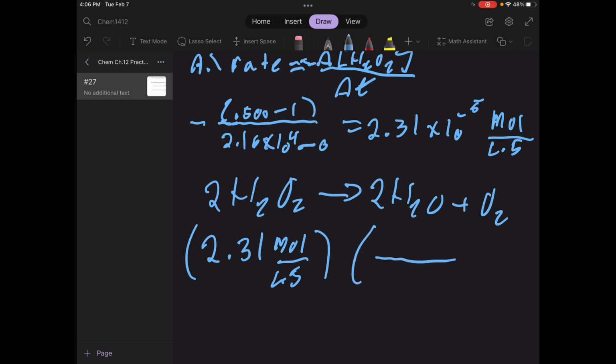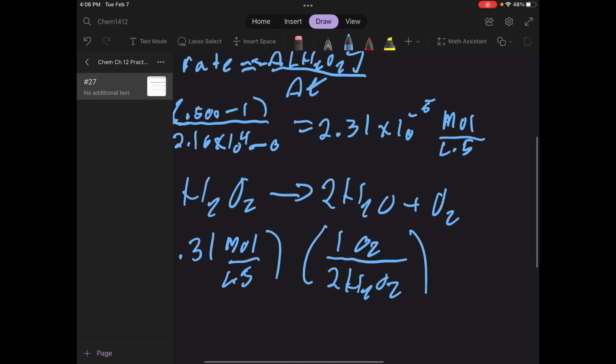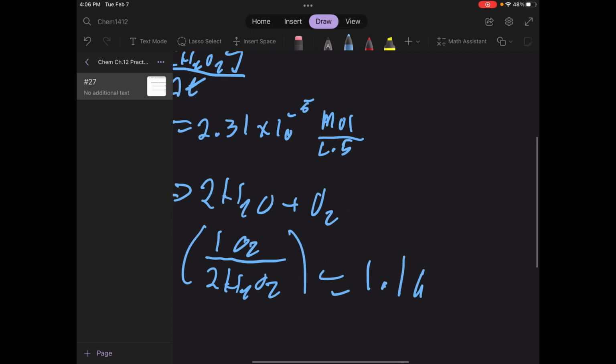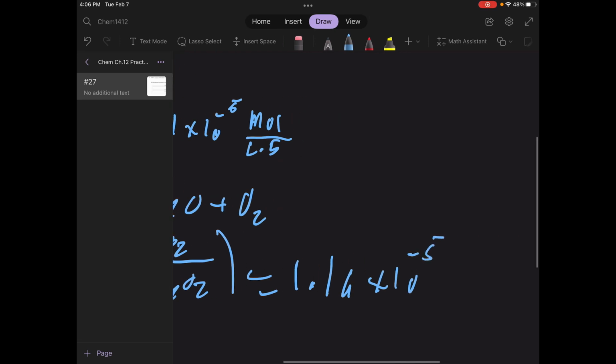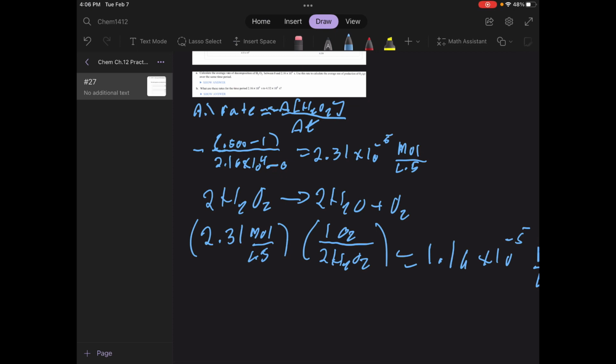And for the mole ratio on this, for every 2 H2O2, we need 1 O2. So essentially, we're just dividing our rate by 2. So 2.31 divided by 2 is equal to, plugging in our calculator, we get 1.16 times 10 to the negative 5th mole per liter second. Essentially, that's it for part A.